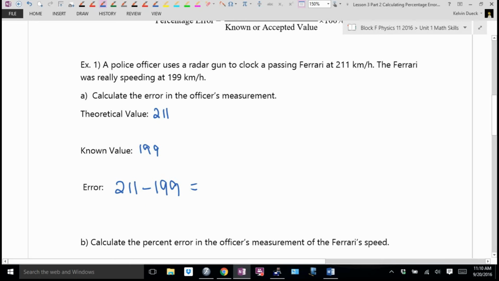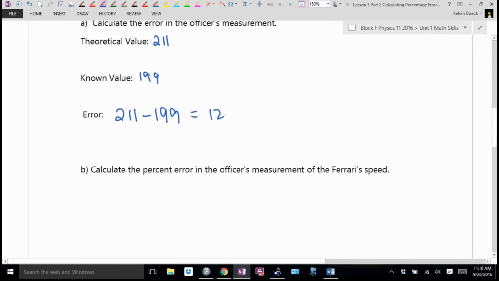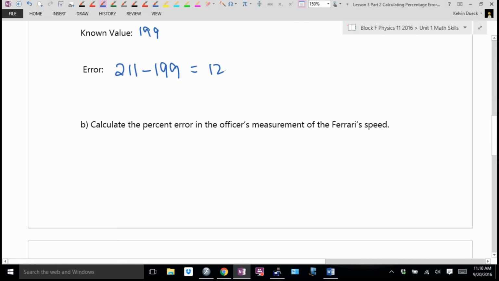$12? Yes? So this radar gun is off by 12 kilometers per hour. What I'd like to know is what percent it's off by. That's more useful. That gives us something to always compare things to. So the percent error is going to be the error of 12.